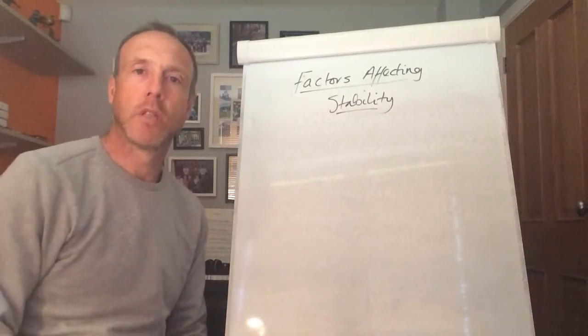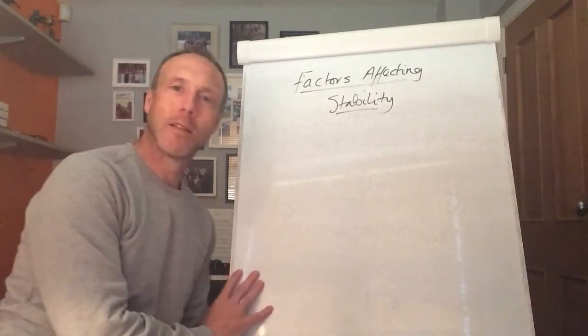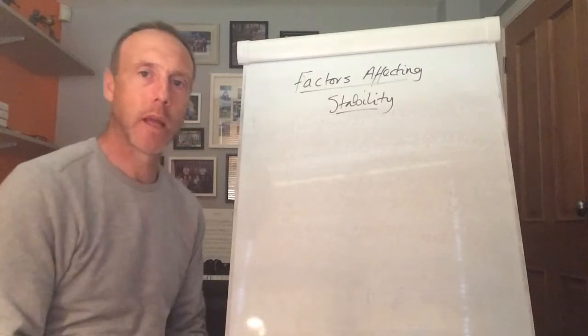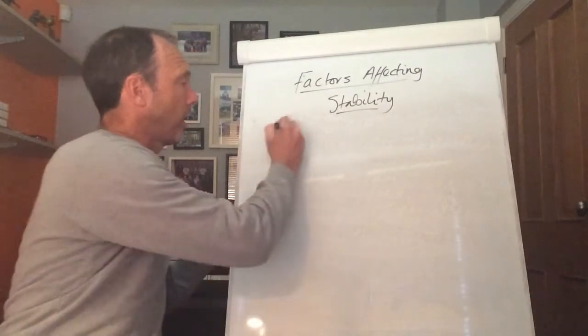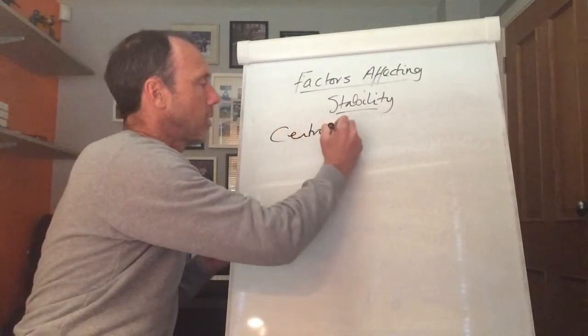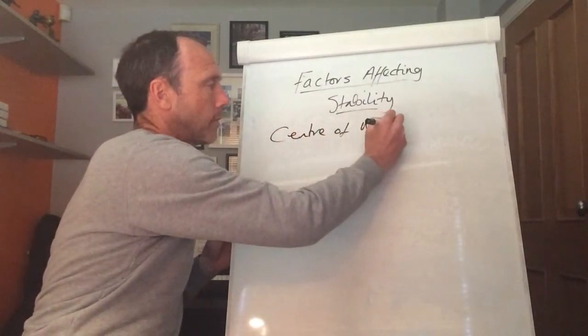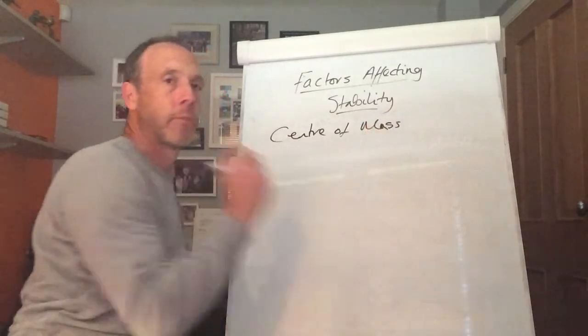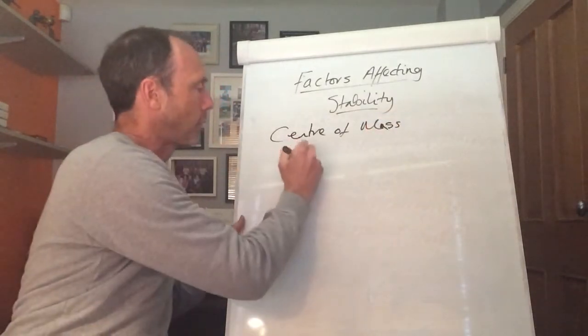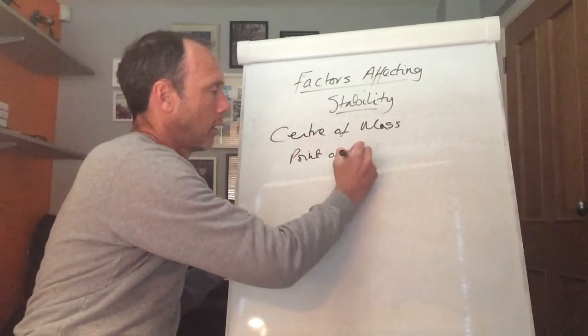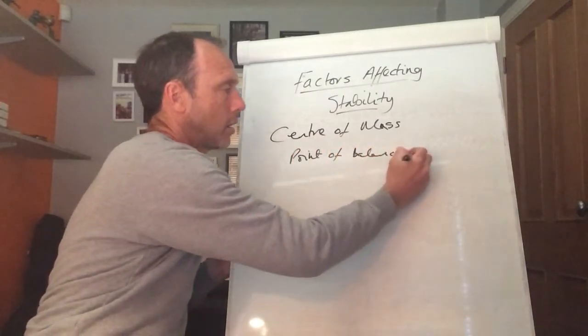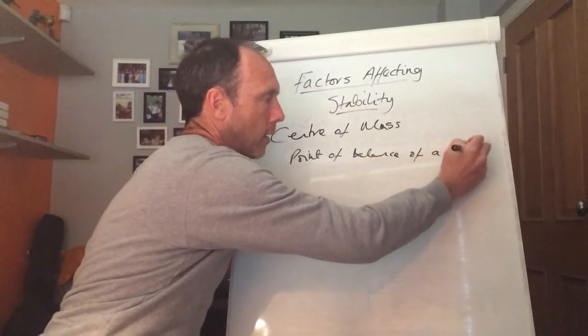Okay, this session is a bit short and sharp, but we're going to be looking at the factors that affect stability within biomechanics. Now, a key definition for you to have quite quickly, because it runs all the way through this, is the centre of mass. The centre of mass is the point of balance of a body.